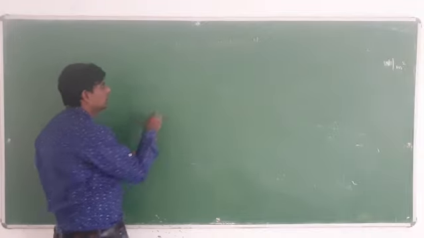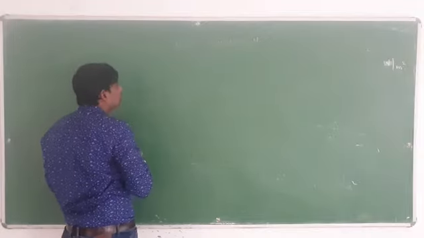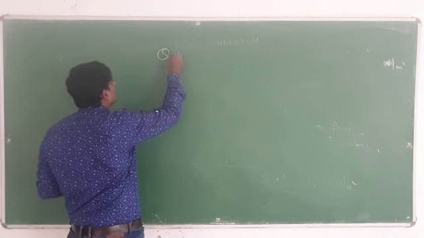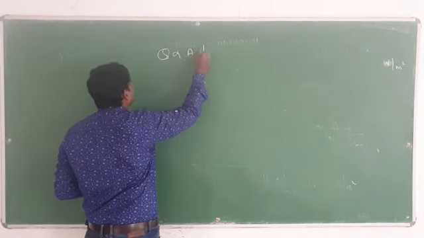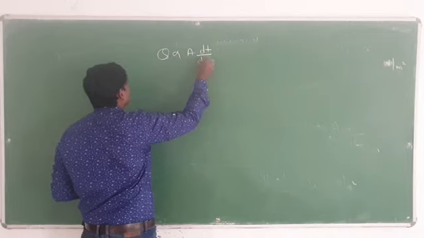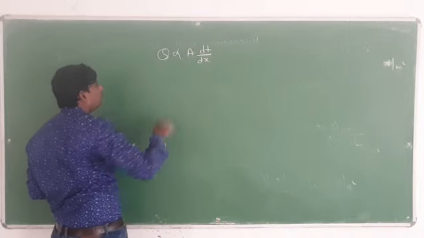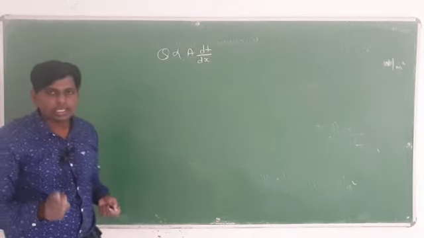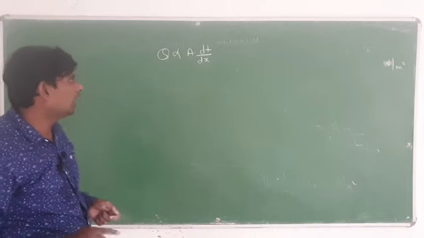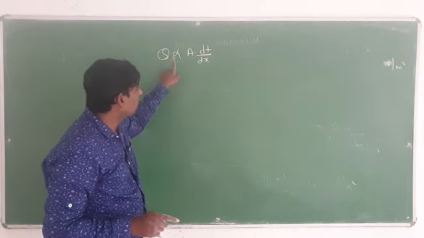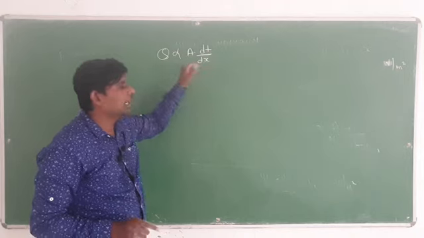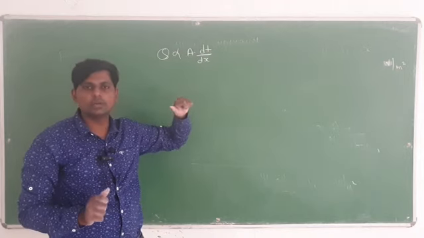Fourier law of heat conduction. Here, as I told you, Q is directly proportional to A dT by dx. This is known as the Fourier law of heat conduction.